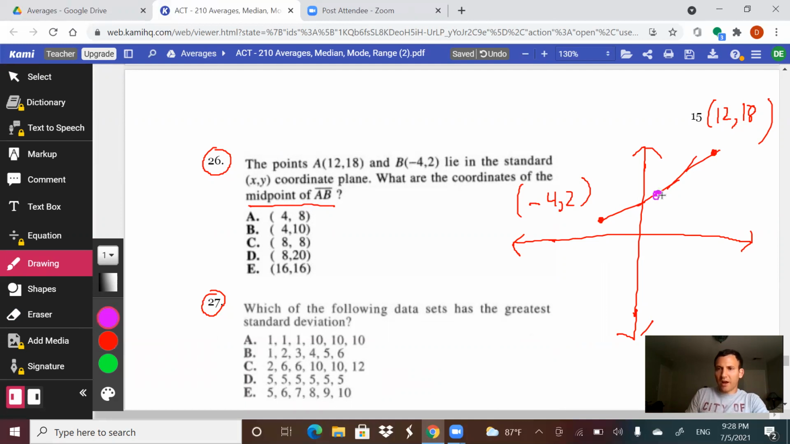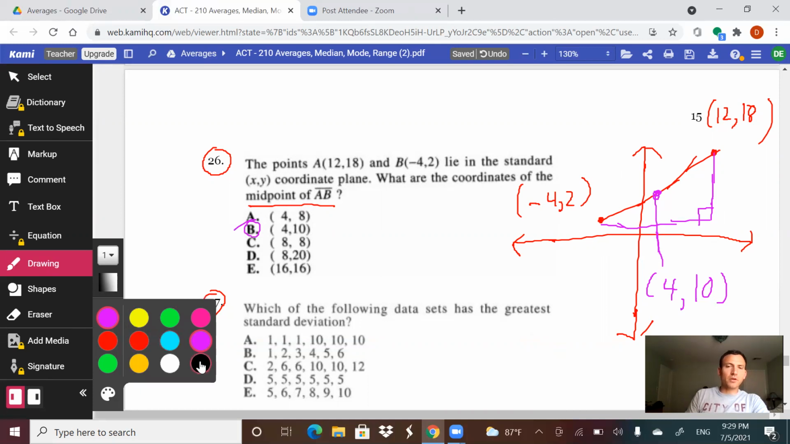So a couple ways to do this. I think the easiest way is actually to think of this like a right triangle and say, look, to get from -4 to 12, we have to travel along the x-axis a total of 16. So 8 is going to be the midway point. Traveling a distance of 8 from -4 puts us at 4. So this point right here is going to be 4. To travel from 2 to 18, we have to travel 16 up. Traveling half of 16 is 8. So traveling 8 up is going to put us at 10. So this point is going to have to be 4, 10.